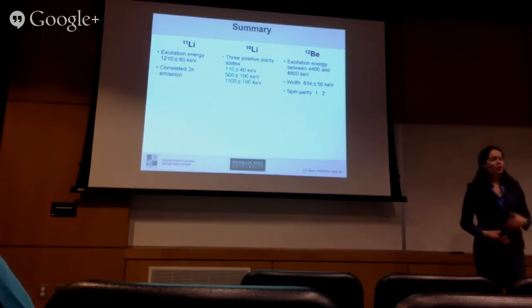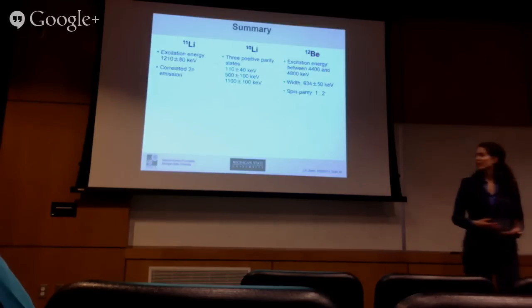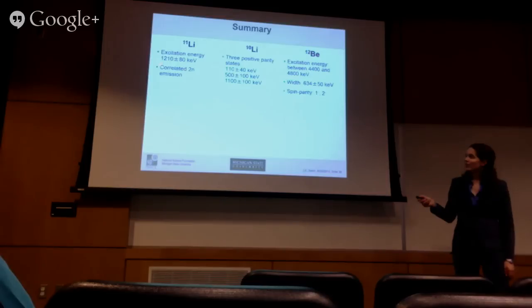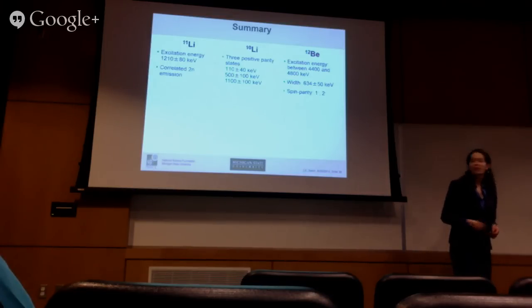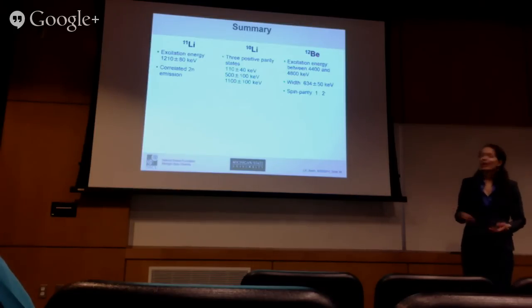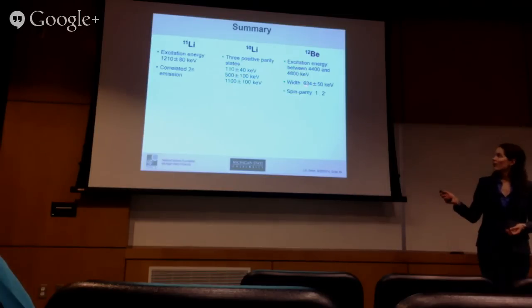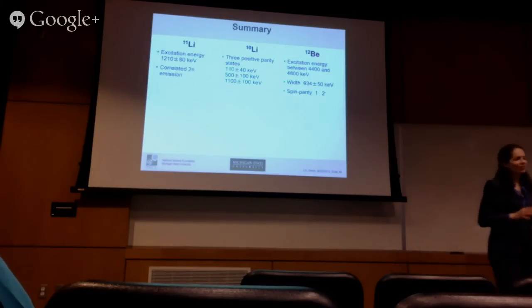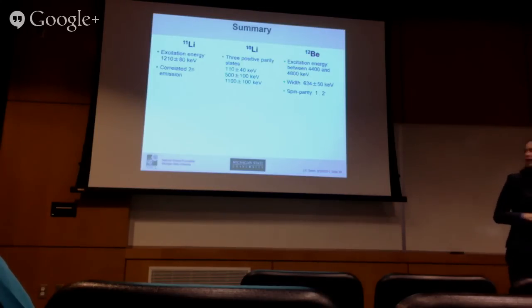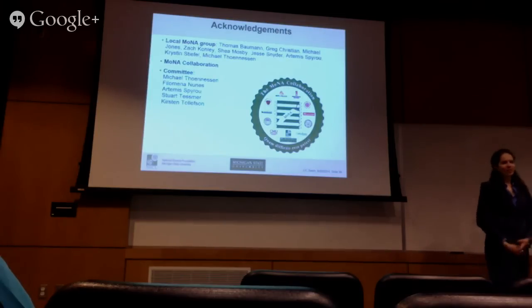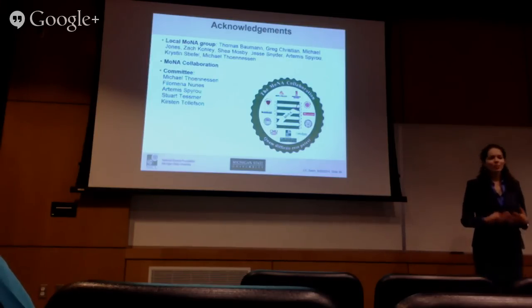So in summary, we've measured 3 different radioactive isotopes. We've measured lithium-11 with an excited state energy of 1210 keV that decays by emitting 2 correlated neutrons. Then in lithium-10, we populated 3 positive parity states. And in beryllium-12, we populated an excited state between 4400 and 4800 keV with a probable spin and parity of 1 minus or 2 minus.